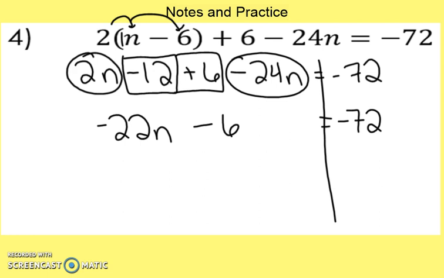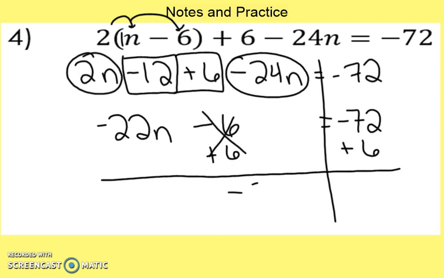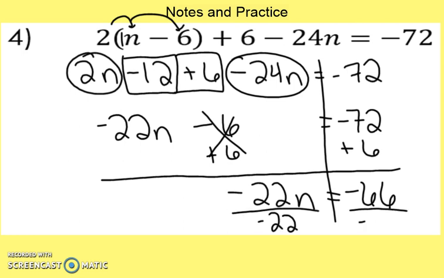Now we're down to a two-step equation. Well, the opposite of subtracting 6 is adding 6. Those cancel. I bring down negative 22n. Negative 72 plus 6 gives me negative 66. Negative 22 is my coefficient for n, so I'm going to divide both sides by negative 22. And in this case, n is going to equal positive 3.